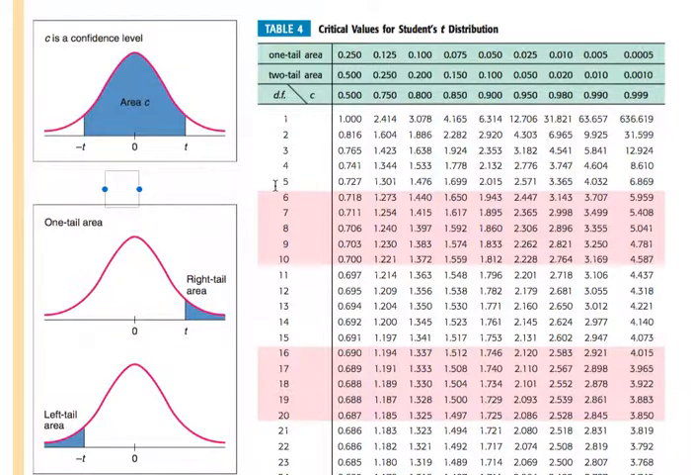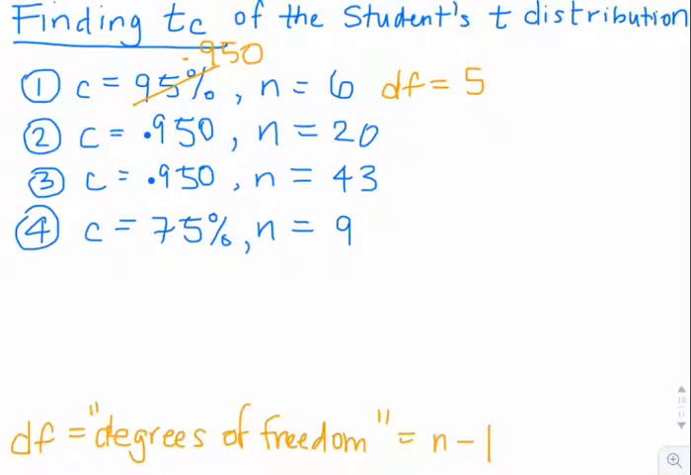Now let's look at 0.95 up here. We're looking at this one right here, 2.571. So 2.571 is going to be our t sub c. We look at 0.95 and our degree of freedom is 5, so t sub c is 2.571.